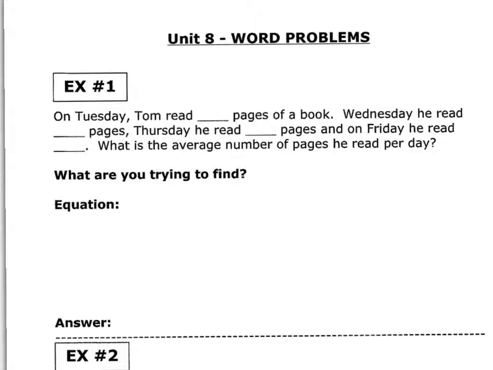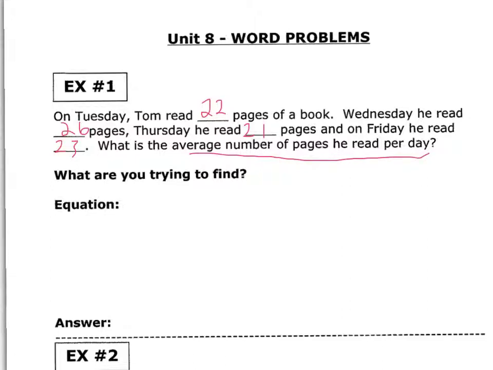Okay, so fill in the blank. It says, on Tuesday, Tom read 22 pages of a book. Wednesday, he read 26 pages. Thursday, he read 21 pages. And on Friday, he read 23 pages. And our goal is to find the average number of pages he read per day.